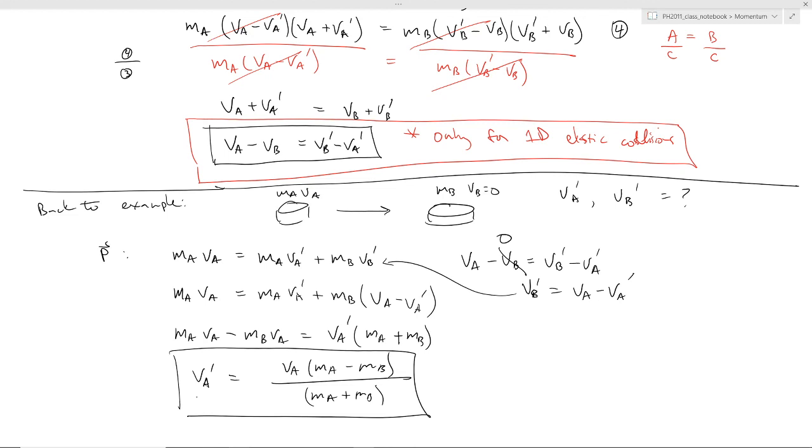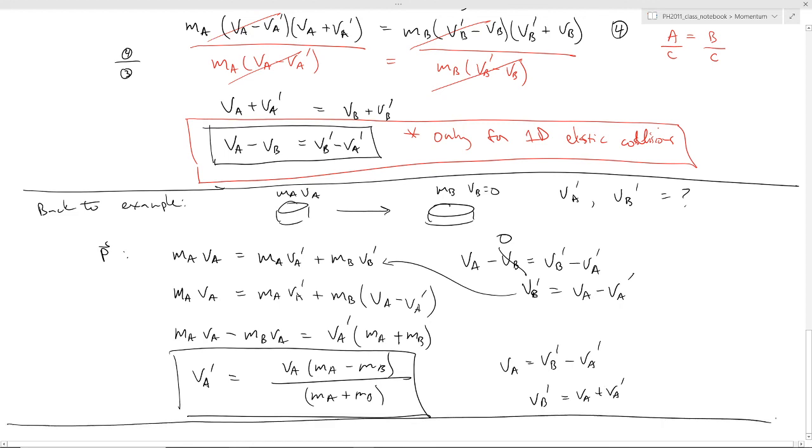Notice once you know VA prime, you can easily say, well, we also know that VA equals VB prime minus VA prime. So if you know VA prime, then VB prime is easy. It's just VA minus VA prime plus VA prime. I wanted to show you this because it gives you another tool that you can use for 1D elastic collisions.